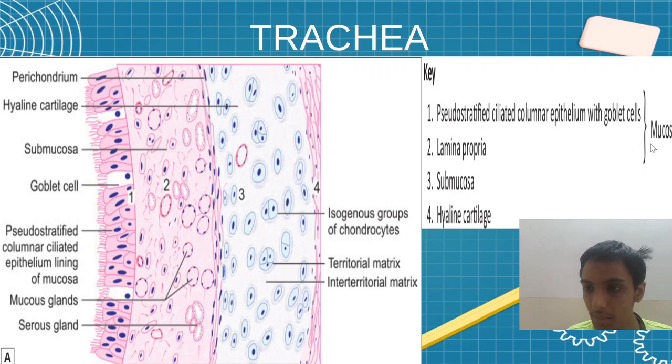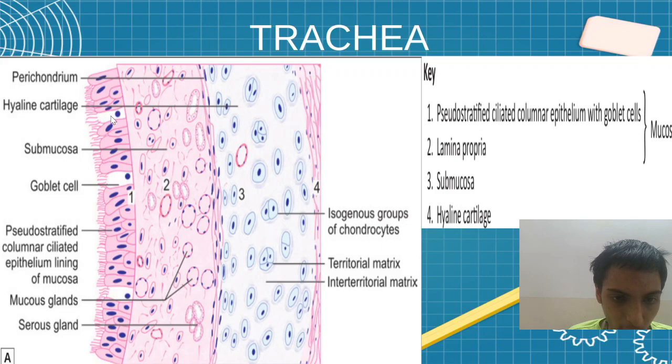So first of all, the mucosa consists of pseudostratified ciliated columnar epithelium with the goblet cells here. This is the pseudostratified, okay? Pseudo means false layer, ciliated, cilia you are finding, and this is the columnar epithelium. And here these white things you are finding, these are all the goblet cells, okay?